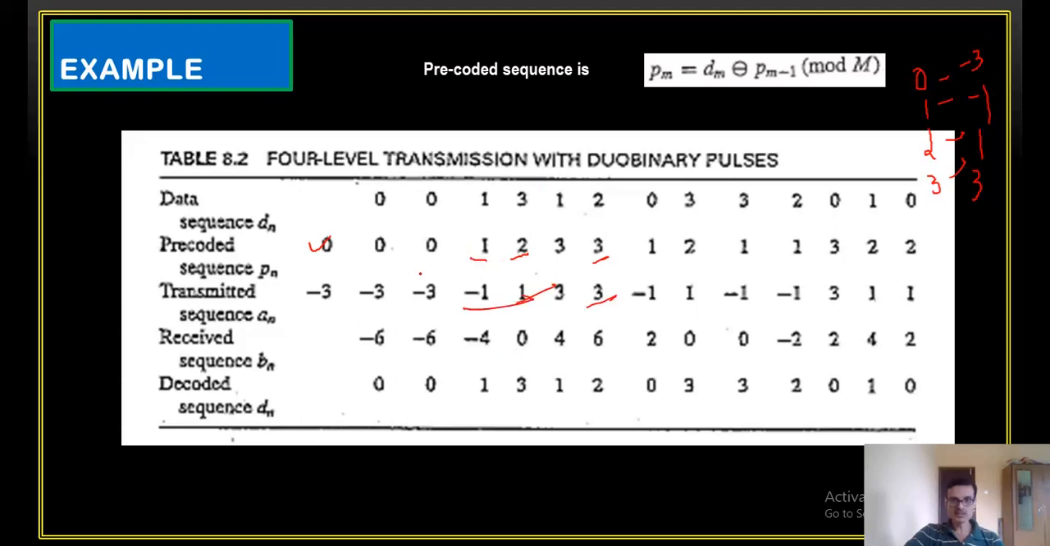1 it is minus 1 and 0 it is minus 3. It's a polar representation, let me say, for M equal to 4. Okay, now this is actually given to what in my circuit? It is given to the DuoBinary coder, right?